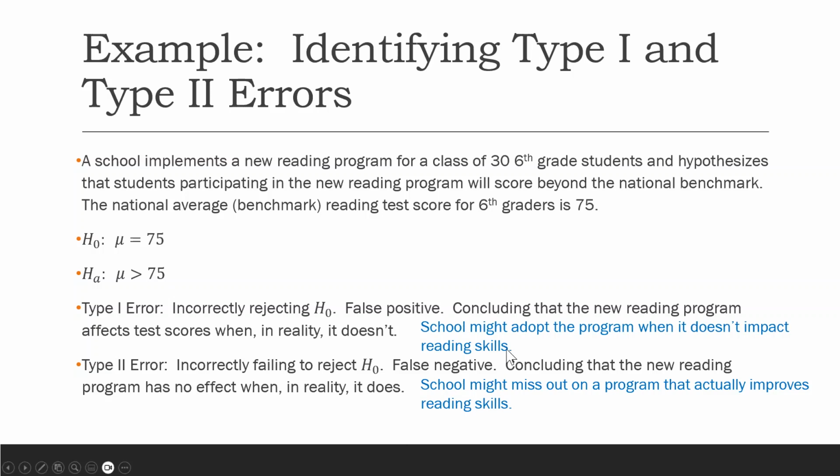But ultimately, remember that a type 1 error is incorrectly rejecting the null. Type 2 error is incorrectly failing to reject the null. And then you think about your interpretations that way. All right, that is it with the errors when we conduct hypothesis tests.